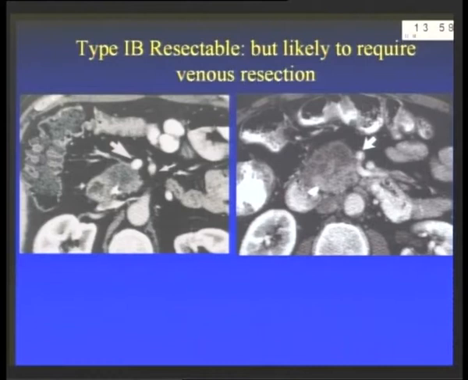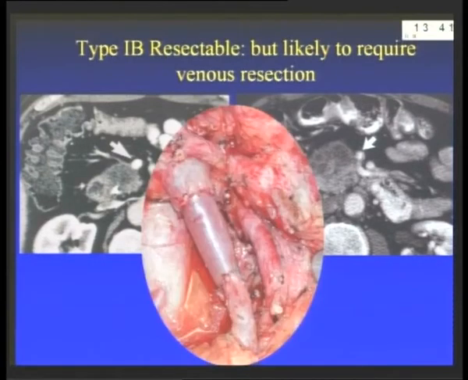To resect this tumor, we're going to have to divide this vein, probably on this side of the SMA. This vein is going to have to be divided, and there'll be a more complicated reconstruction required to facilitate resection of this. And as we heard earlier, this can be done by end-to-end anastomosis.